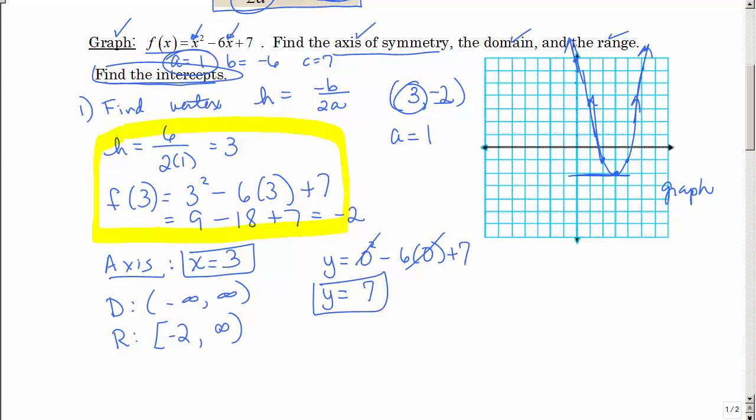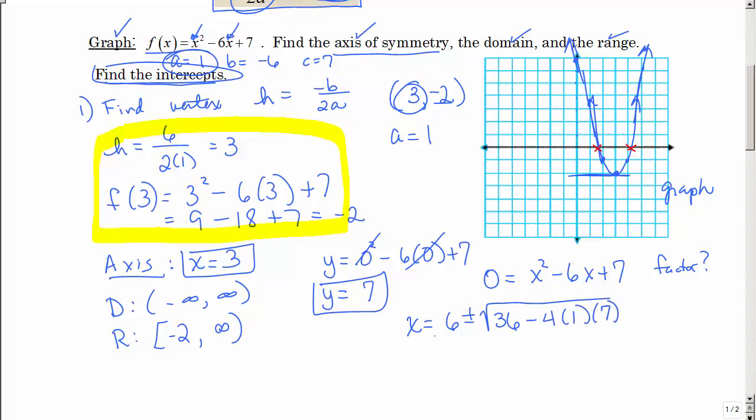Now, x-intercepts. Well, I know they're somewhere about there, but I have to do the algebra. So, what's that algebra? It says let y equal to 0. Can you factor this? Unfortunately, no. So if you can't factor it, you have to use that quadratic formula. X equals negative b plus or minus the square root of b squared minus 4ac, all over 2a.